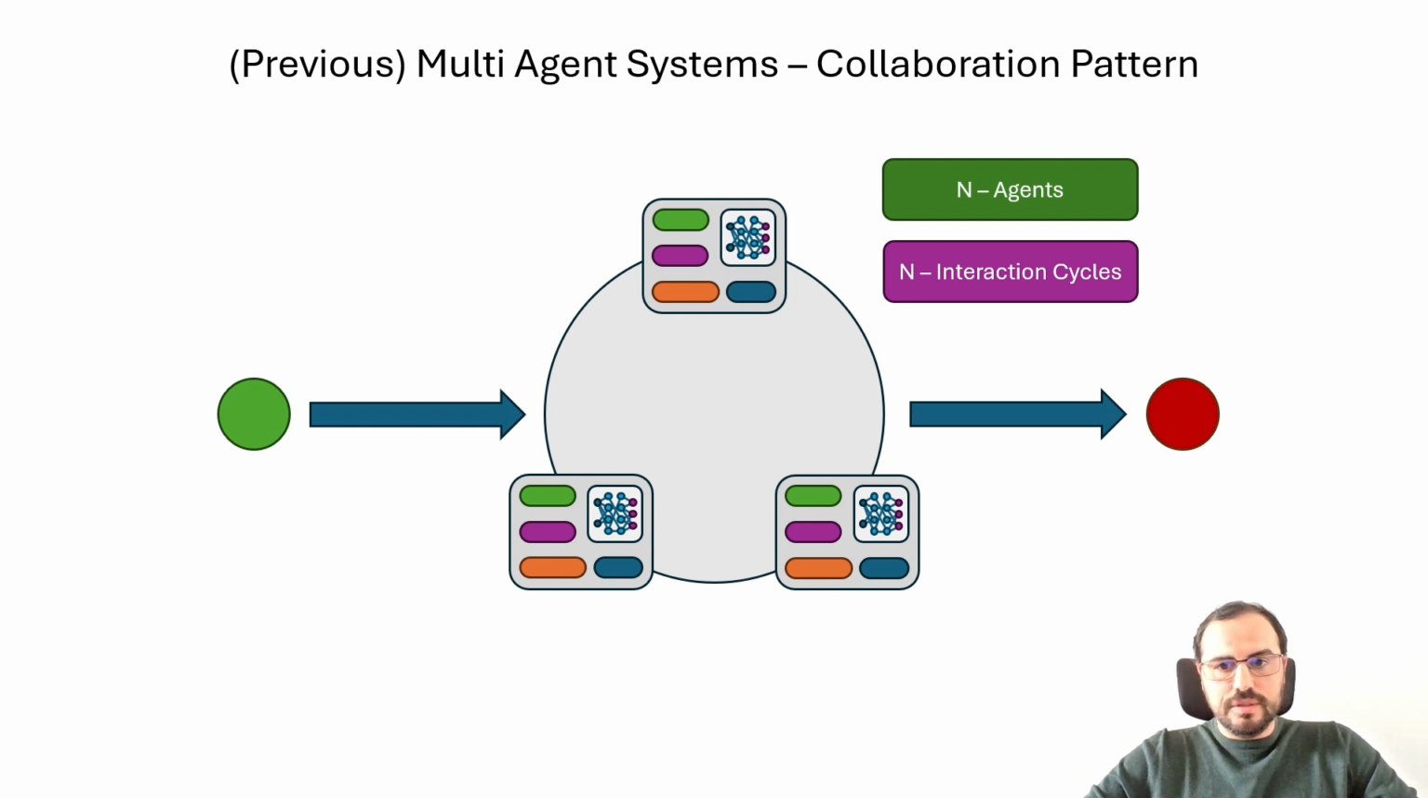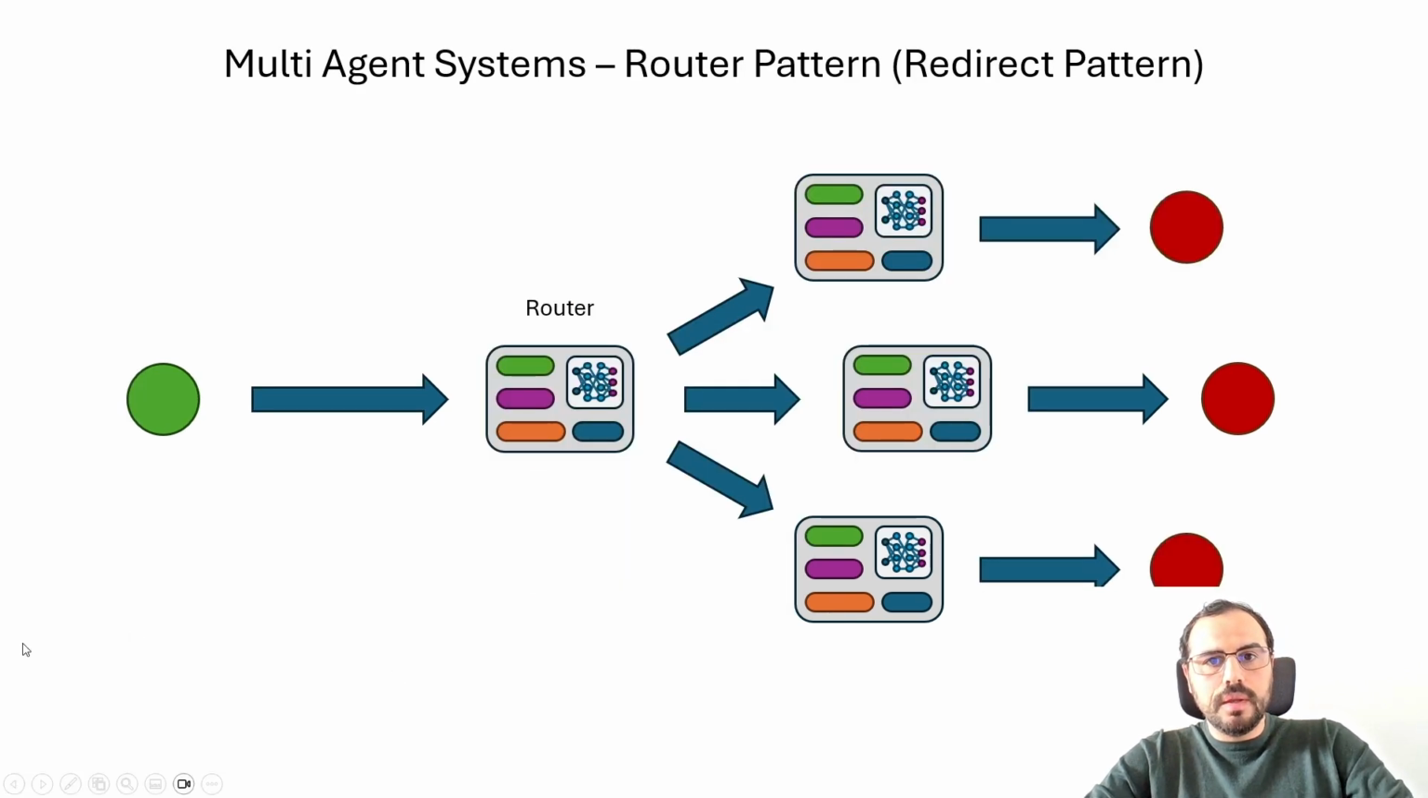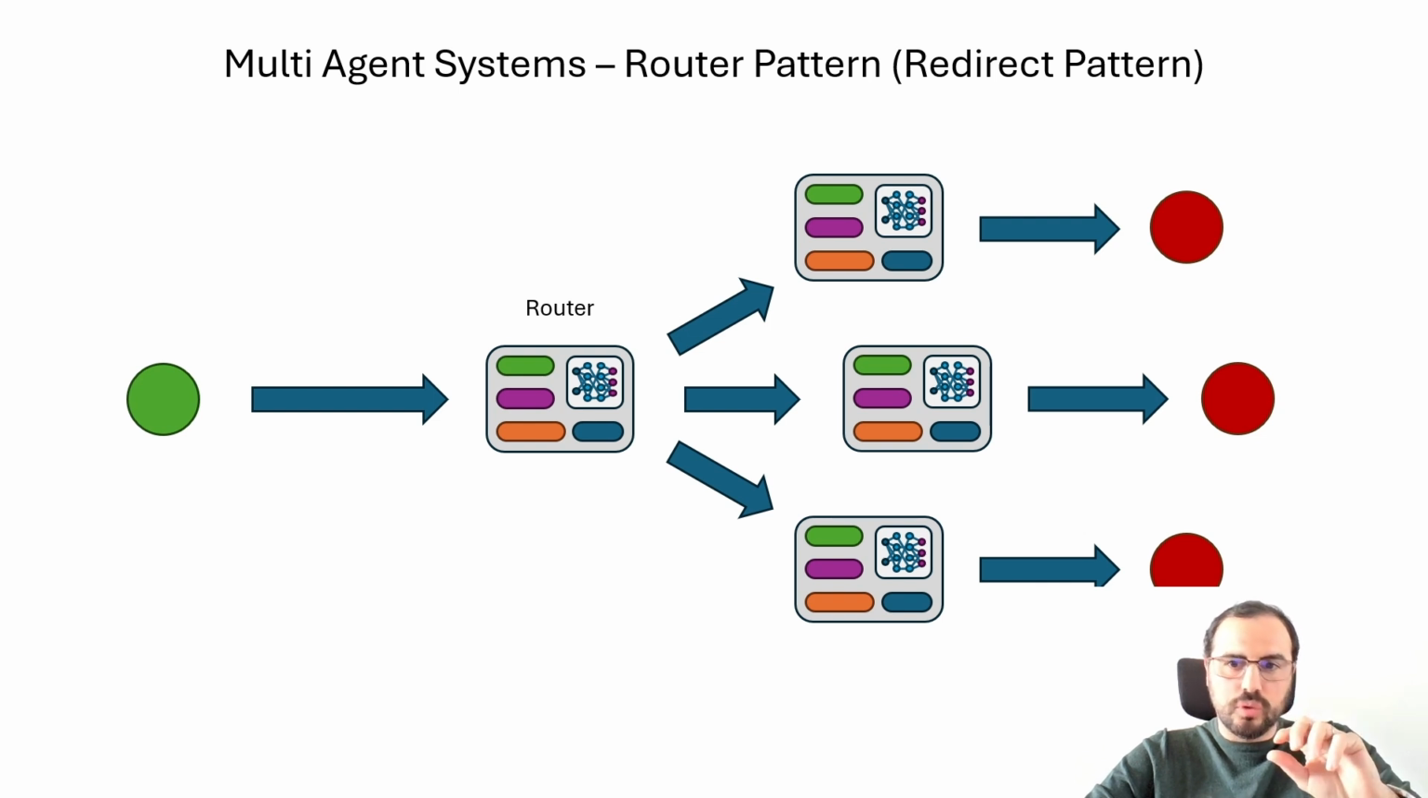Finally, the new pattern, the router pattern. In the router pattern, it's closer to the orchestrator, but at the same time very different in the use cases. The reason is that the way you build the workflow is quite similar. You have a router that could seem similar to the orchestrator, and then we have the other agents that are called.